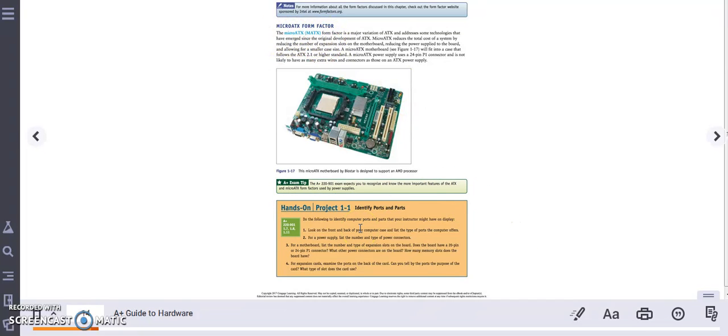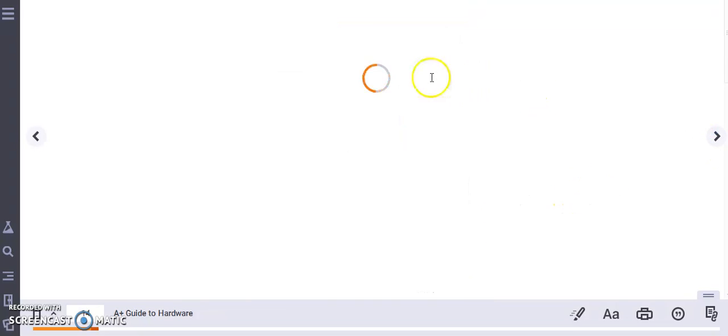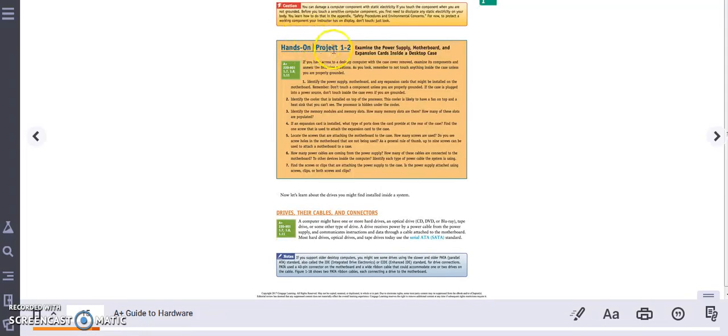I'd like to also note here on page 14, there's a hands-on project 1-1. If you have the resources available, I would recommend doing this as your write-up for the chapter. Also, on page 15, there's hands-on project 1-2. You could write about this also. And then the chapter goes into drives, their cables, and the connectors.